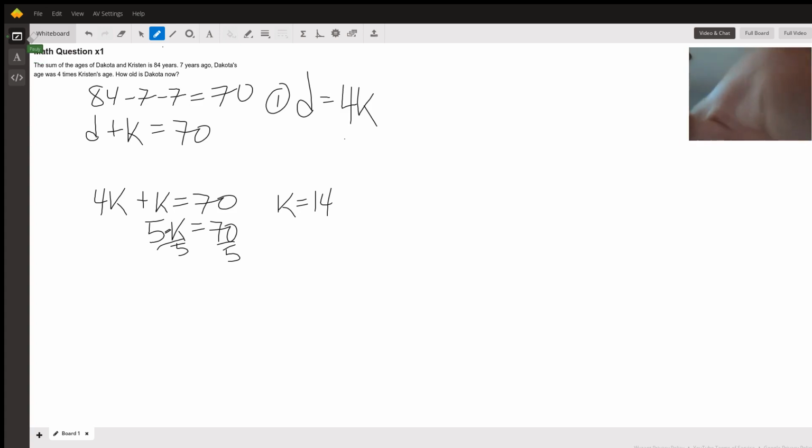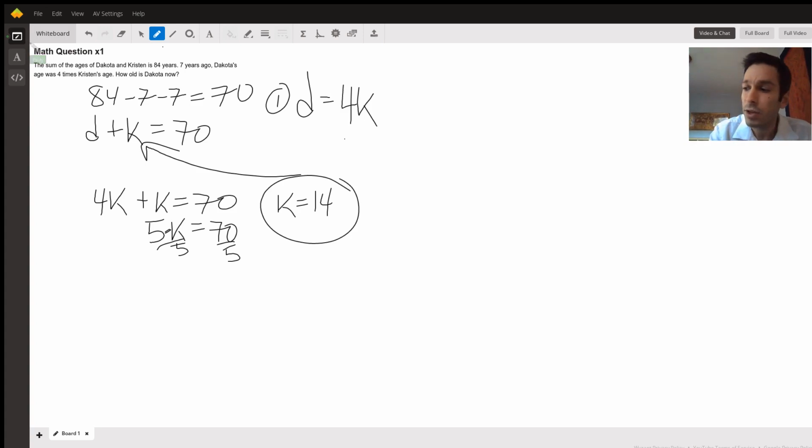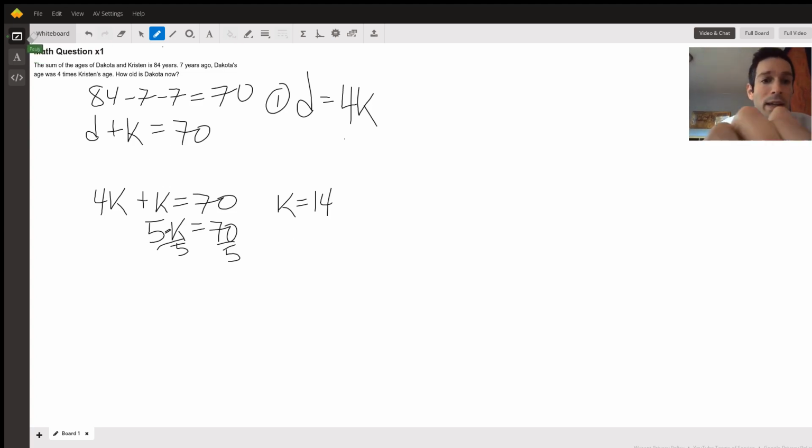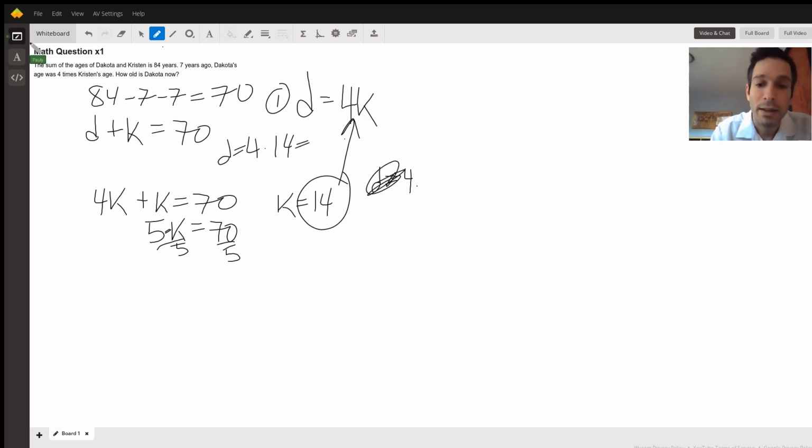Well, then we can plug in now and get D. We could plug into that one, or we don't even have to do anything, we could plug into here. This one's an easier one to plug into. You don't have to move anything around. So then D equals 4 times 14. Oop, I ran out of room. D equals 4 times 14. And 4 times 14 is 56.